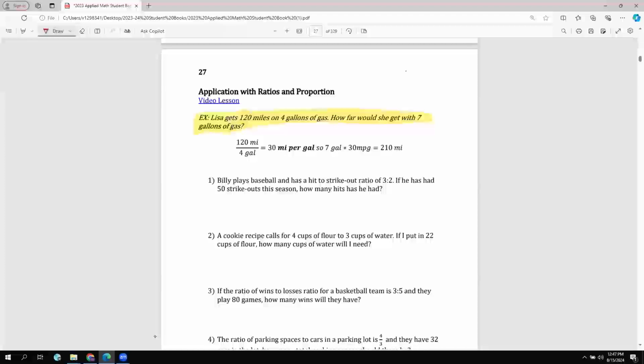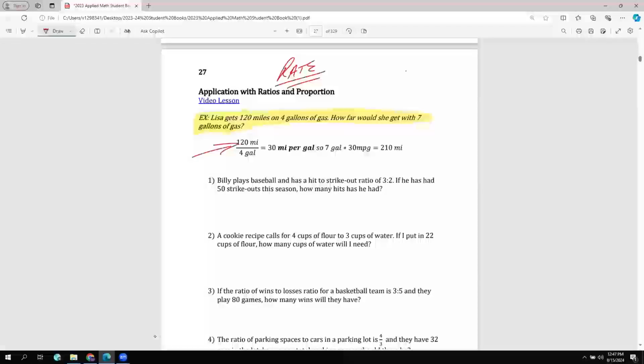If she gets 120 miles on 4 gallons of gas, you need to figure out, based on that rate, and we're going to start using that word rate, how far is she going to get with 7 gallons? There's a couple of ways to think about this. I want to give you a couple of ideas. The math that's already set up is this. I'm going to describe this to you.